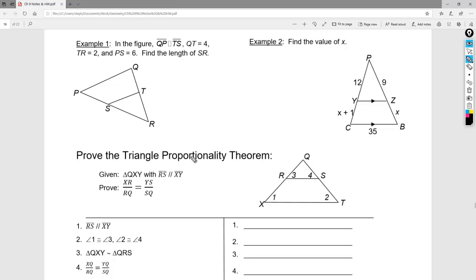So in our figure here, we know that PQ and TS are parallel. I know that QT is 4. I know that TR is 2. PS is 6. I want to find the length of SR, which is X. So I know that I could say 6 is to X as 4 is to 2. Right? I know my sides will be in proportion. So solving this out, 4x is 12, so x must be 3. And that's the length of SR.